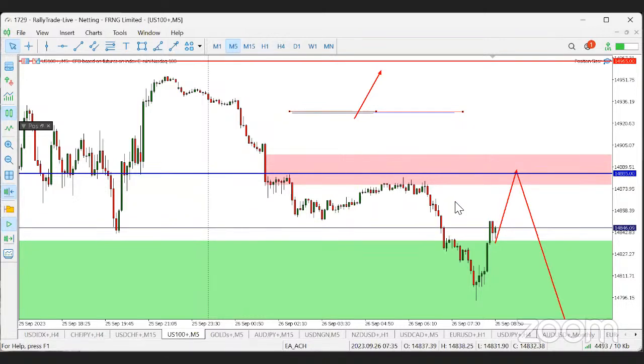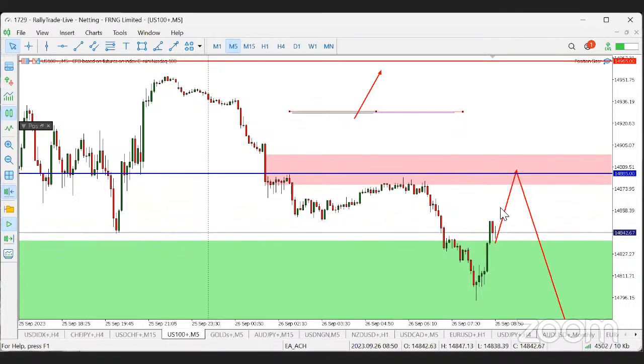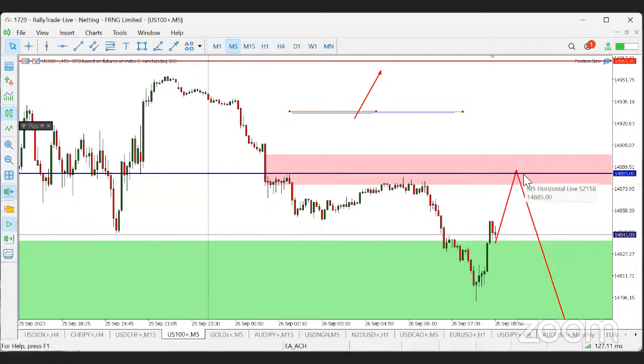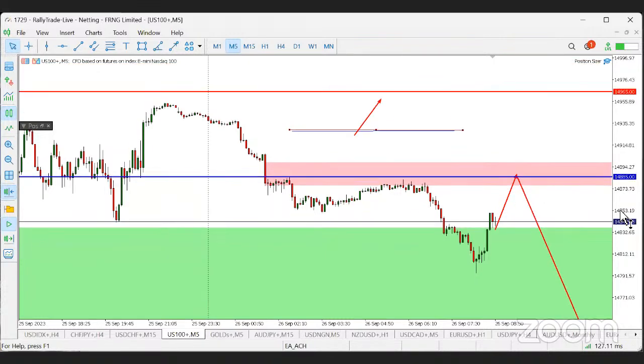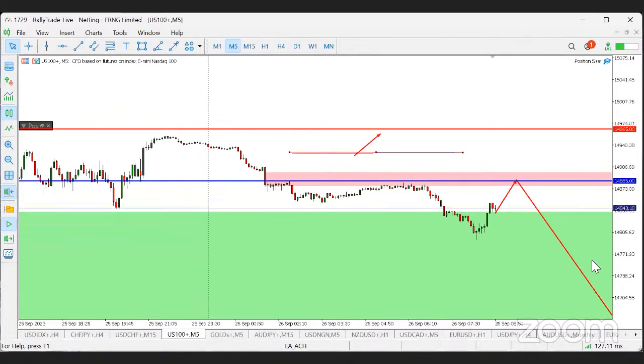All right. So on US 100, I am currently waiting for a retracement to this level up here, 14885. Now you can decide to set a pending order at that price, which is a sell limit pending order at 14885. Or you can just wait for the market to get there before you proceed. Enter trade. All right, so let me look at some comments in the chat.